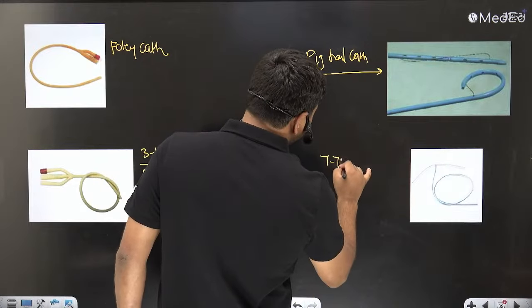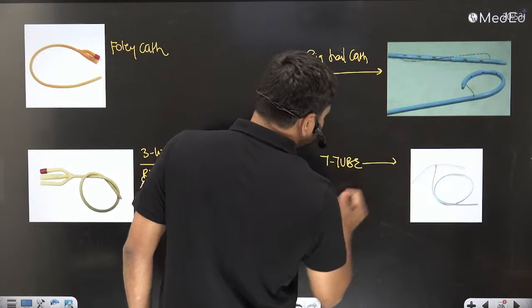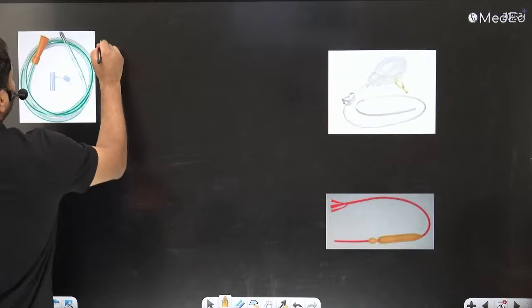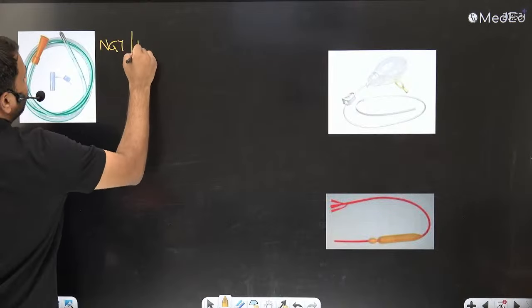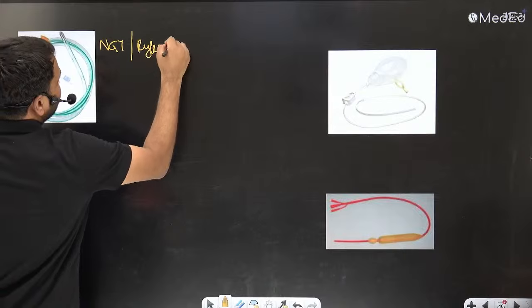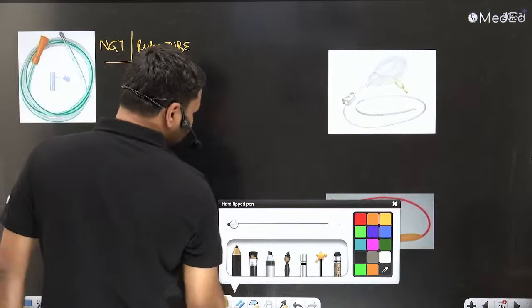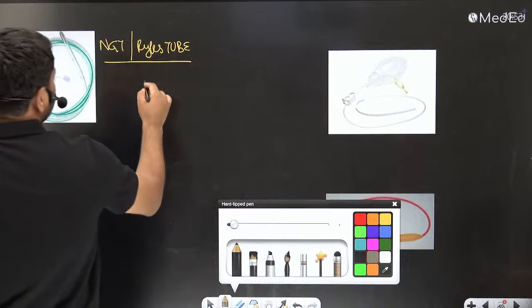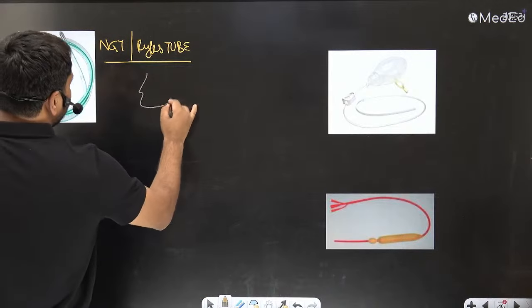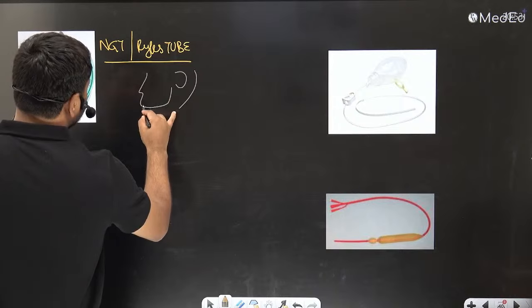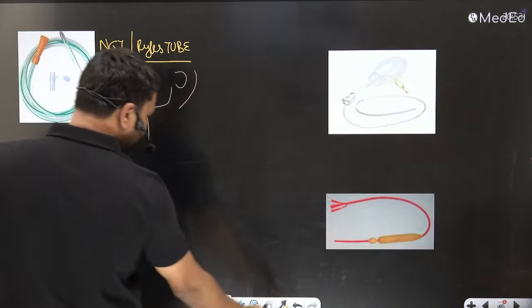This happens to be your T-tube. This is your nasogastric tube, also called the Ryle's tube. They've asked you, how do you measure the adequate length in order to insert the Ryle's tube? Let's say this is the nose of the patient, and this is the ear, and this is the neck of the patient.